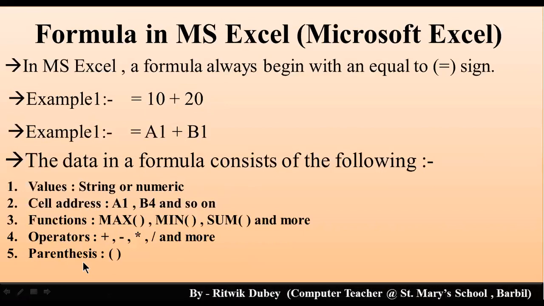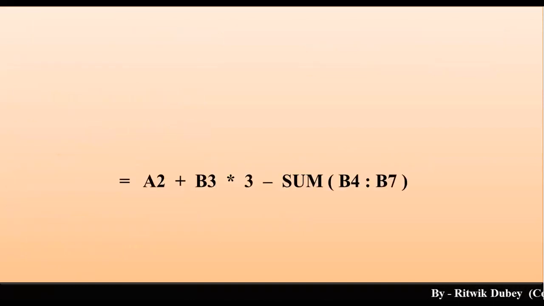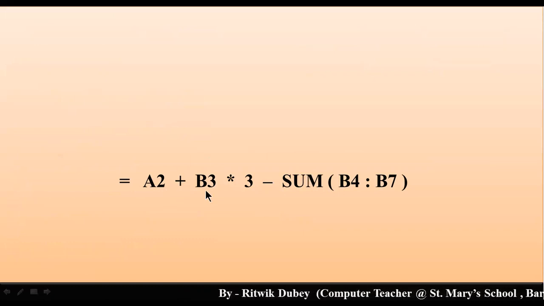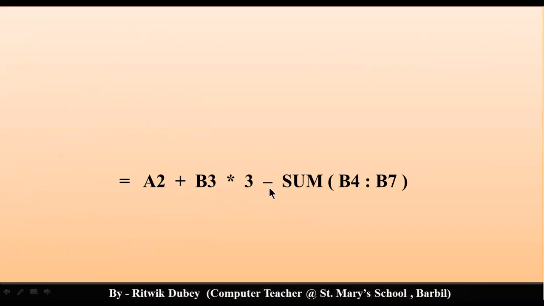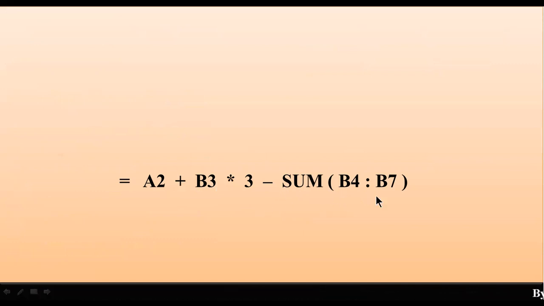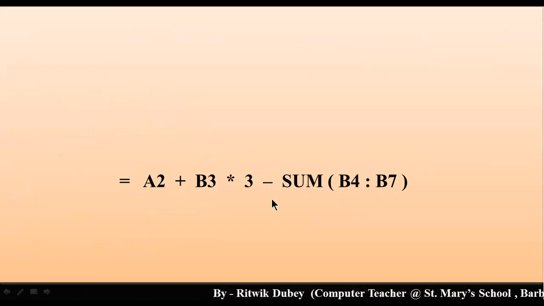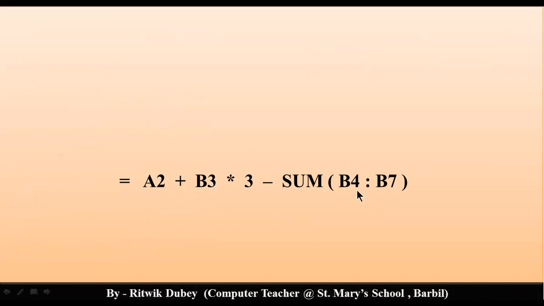Okay, if it is not clear, let me give this example. For example, if the formula is equal to A2 plus B3 into 3 minus SUM of B4 is to B7, then SUM is the function, a predefined function. And B4 is to B7 is the cell range, yes or no? So this is the formula.